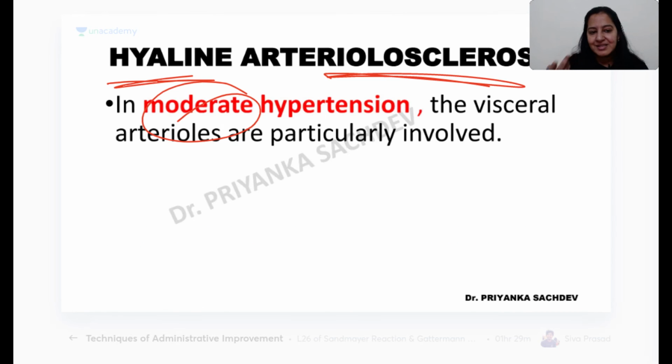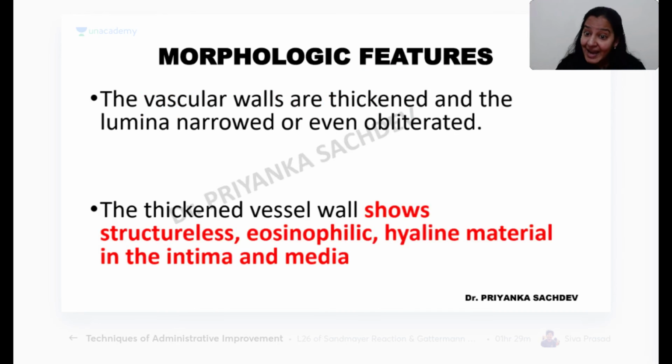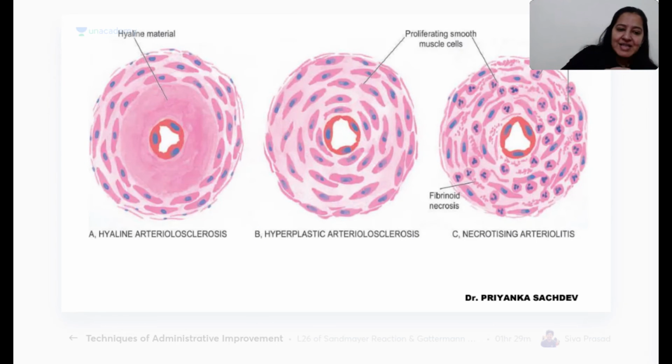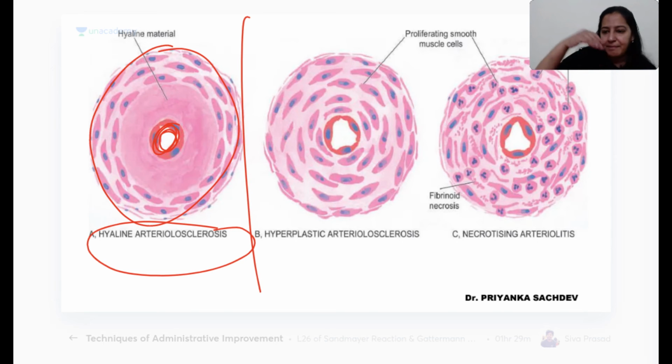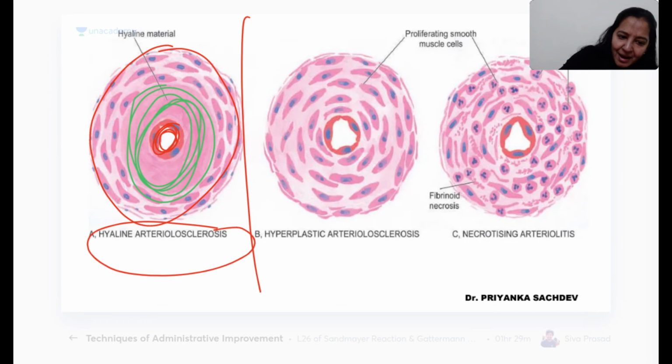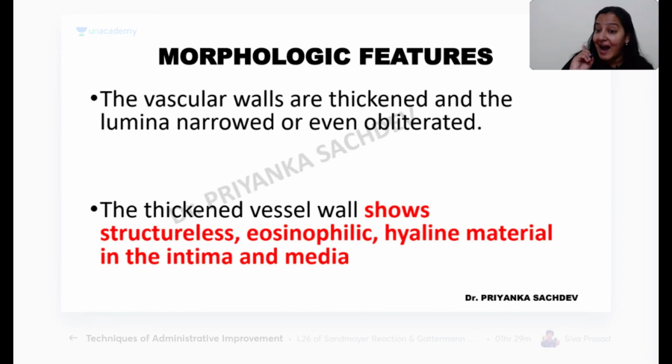Hyaline arteriosclerosis. What is the term? The term name itself indicates it. So what is happening? Look at the first diagram. Apart from normal, I have told you the normal diagram, intima, media, externa. What else can you see? You can see the red colored intima, the red colored cells, media, and externa also. What extra can you find here? The pink colored material which I am marking with green. The pink colored structureless material is known as hyaline.